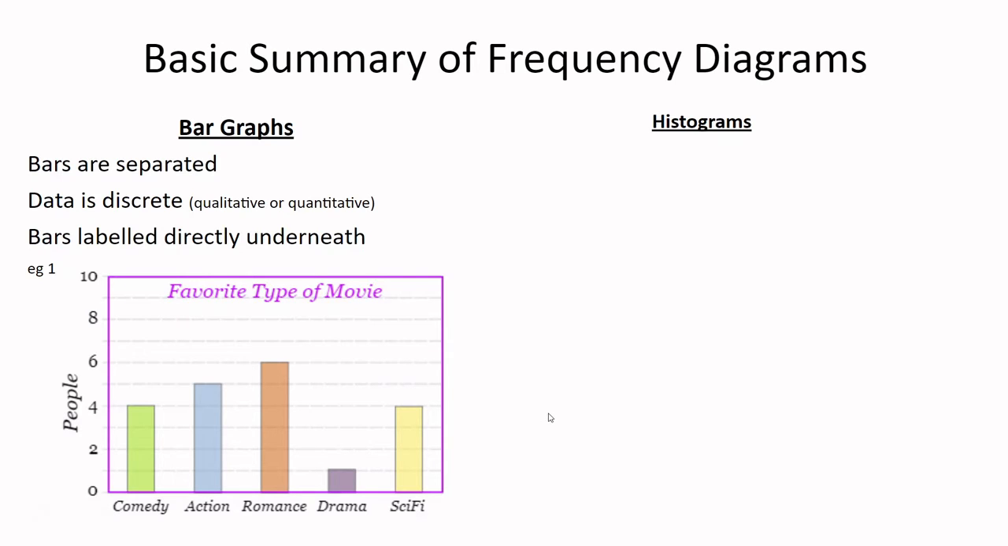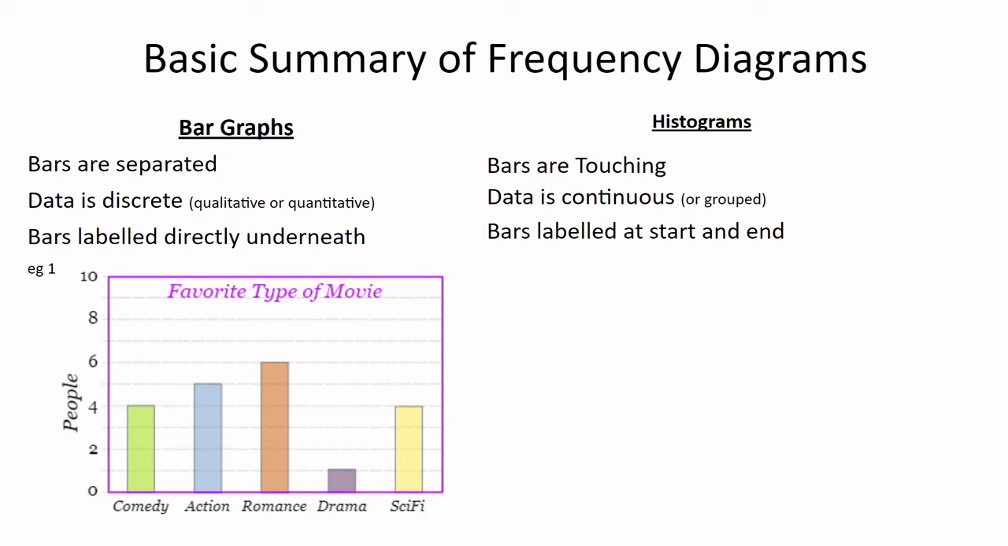Histograms, on the other hand, is another type of frequency diagram where the bars are touching. This is because the data is not discrete, the data is continuous, or possibly discrete but grouped. What I mean by continuous data is that it could involve decimal values or values which fall in between a range of values. The bars in the case of histograms, strictly speaking, should not be labeled underneath the bars, but at the very beginning of the bar to the very end of the bar, showing the range of values that are demonstrated by that bar.